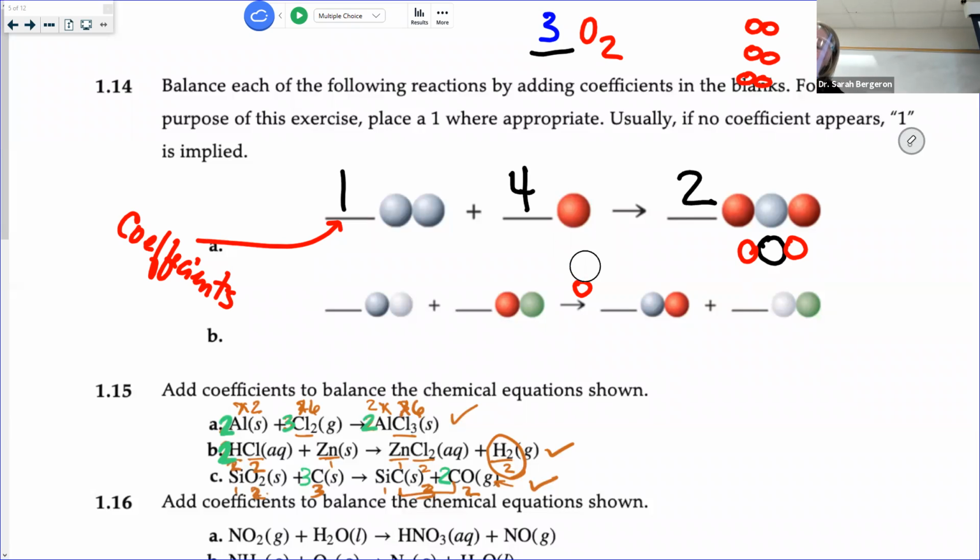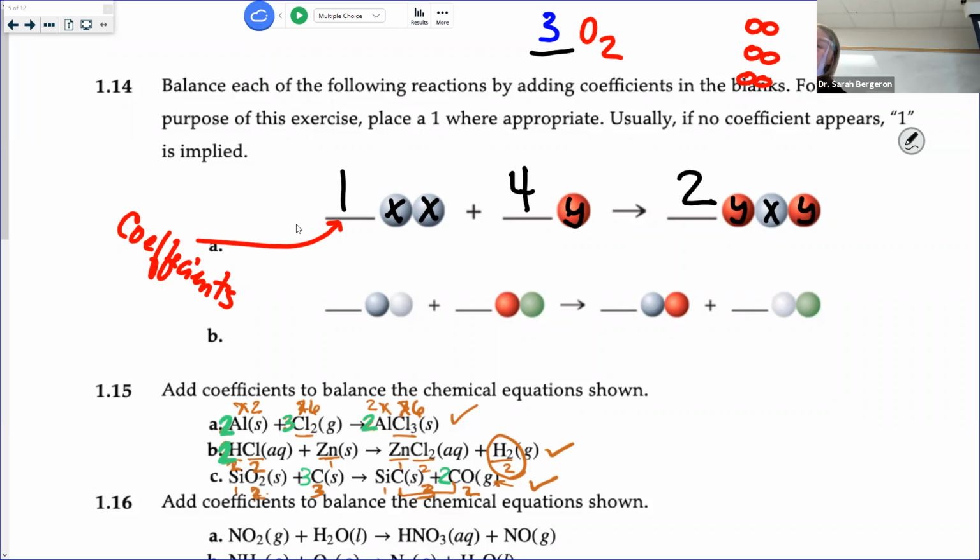Okay, now I'm going to look at these spheres and convert this to a normal balanced chemical equation like you normally look at. I'm going to call these gray things X atoms. I'm going to call the red ones Y atoms. I did that wrong. These are Y's.